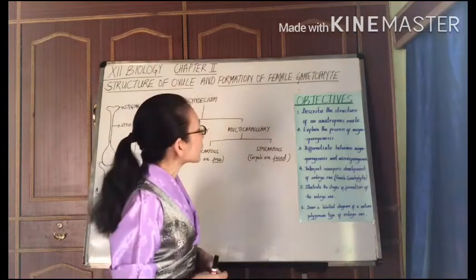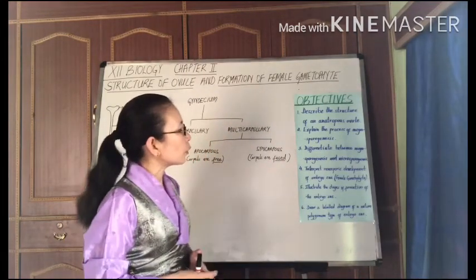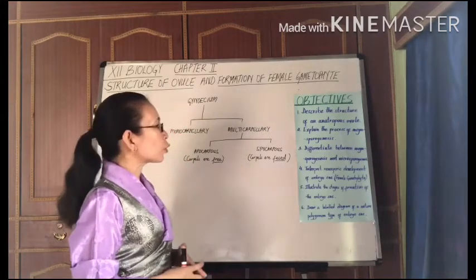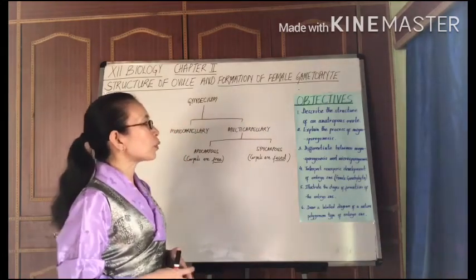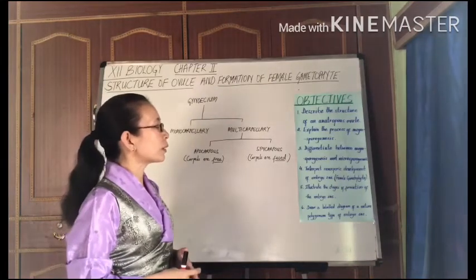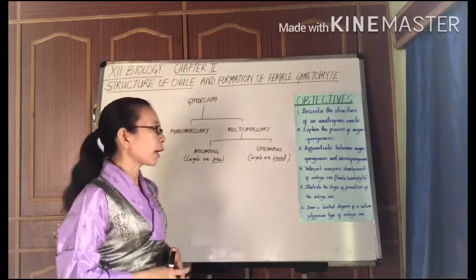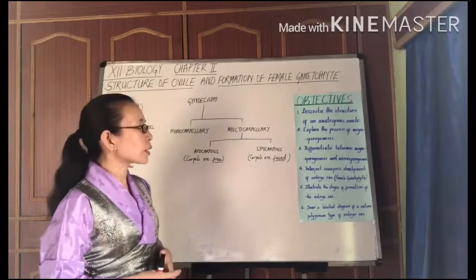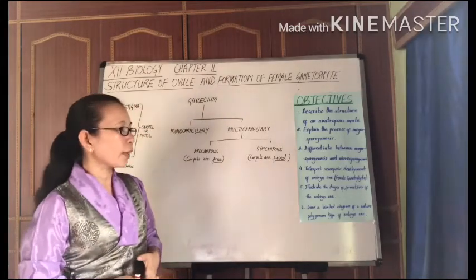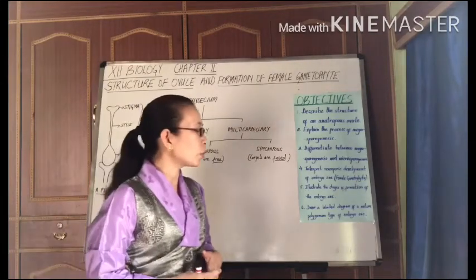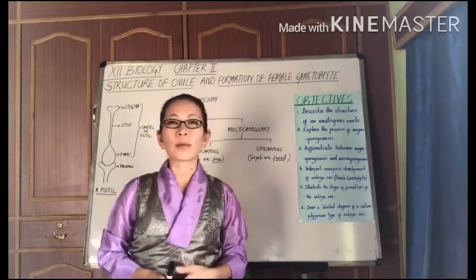Number 1, to describe the structure of an anatropous ovule. 2, to explain the process of megasporogenesis. 3, to differentiate between megasporogenesis and microsporogenesis. 4, to interpret monosporic development of an embryo sac. 5, to illustrate the stages of formation of the embryo sac. And 6, to draw a labelled diagram of a mature polygonum type of embryo sac.